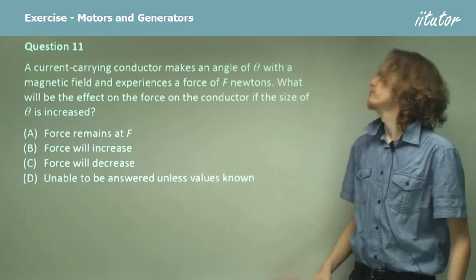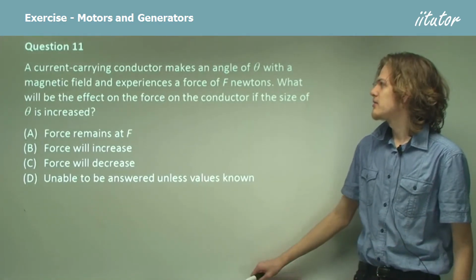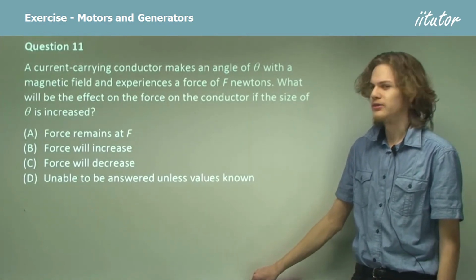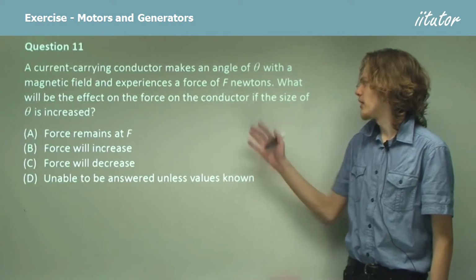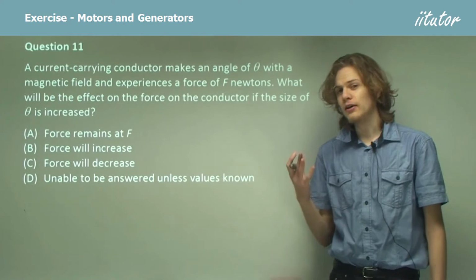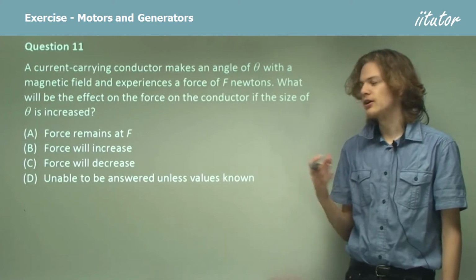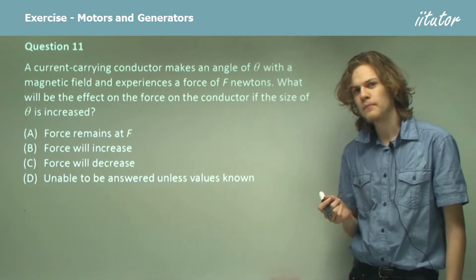Question 11. A current carrying conductor makes an angle of theta, well, that's a very specific angle, isn't it, with a magnetic field and experiences a force of F newtons. What will be the effect on the force on the conductor if the size of theta is increased?